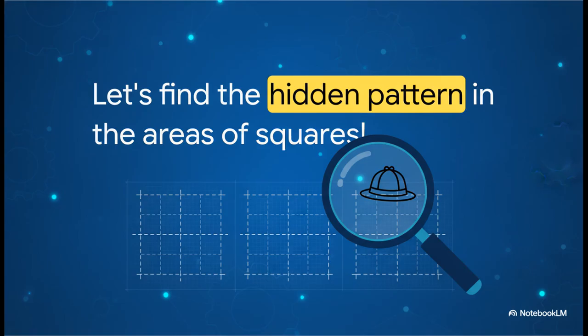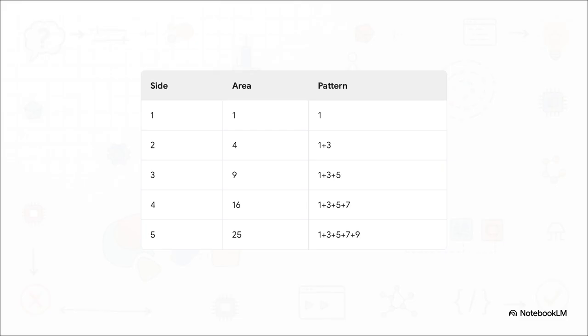Let's actually put on our detective hats for a second. We're going to look at a math example, straight from the textbook, to try and find the hidden pattern in the areas of squares. Take a really close look at the rightmost column of this table. If a square has a side length of 1, the area is 1. If the side is 2, the area is 4. But wait, look at the pattern.